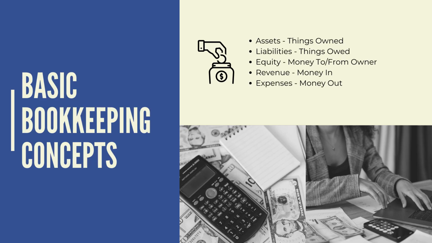So here are some basic bookkeeping concepts. First, we have assets, then liabilities, then equity, then revenue, then expenses. Assets are things that you own. Liabilities are things that you owe. Equity is money to and from the owner. Revenue is money coming in. And expenses is money going out.